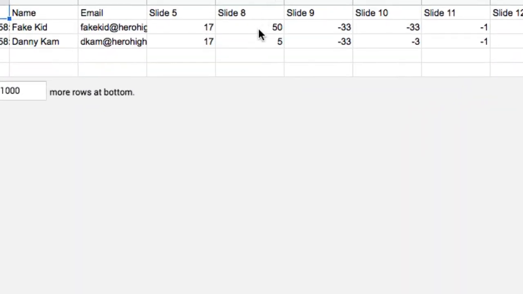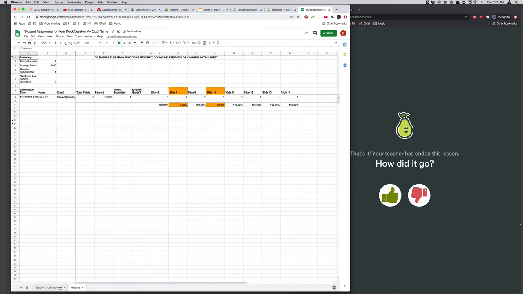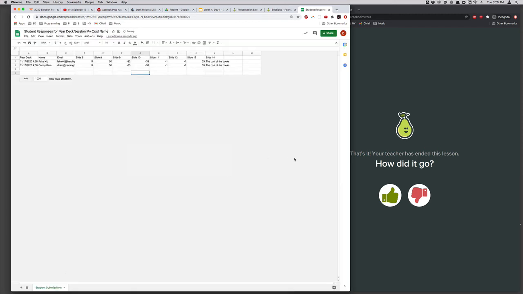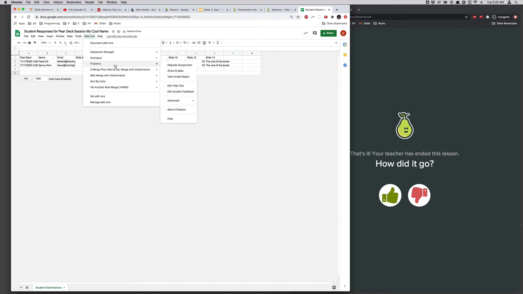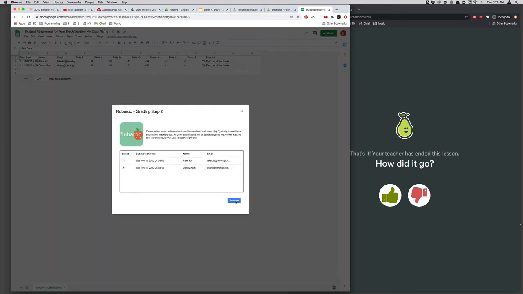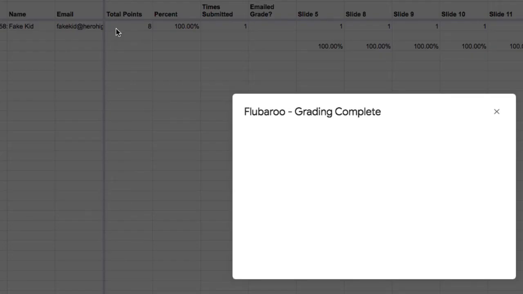Oh, it's because I put 50 instead of 5. I think I might have written that incorrectly on the answer key. Let me just fix that. And let me try to delete this. I'm just going to try to regrade it just to make sure it's correct. Regrade assignment. And it looks like fake kid got 100%, so that's great.